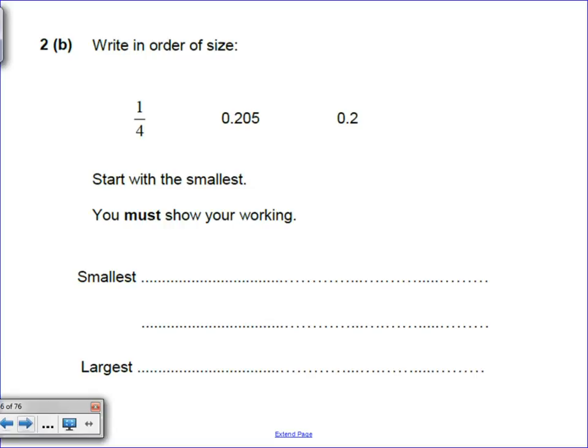Now this one I put in here because it's a combination. It's about place values as well. What's 1/4 as a decimal? Start with the smallest. So which is the smallest number? 0.2. What's the next smallest? 0.2 is the smallest, I'll agree there. And what's the next one? 0.25. Everyone agree? Got a few shakes of the heads.